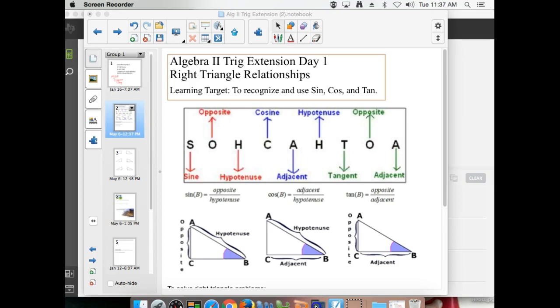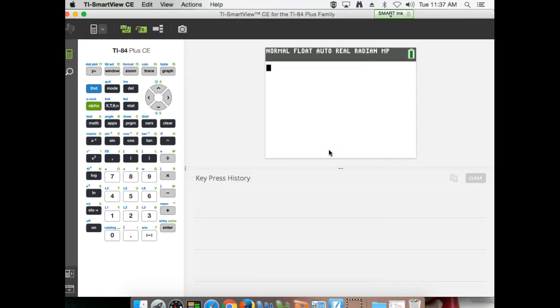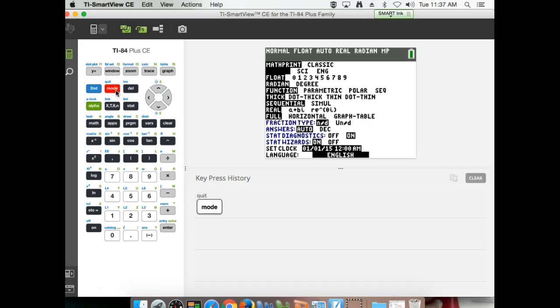I need you to go to your calculator and, oh, sorry, that's there from before. I need you to go to mode, and you need to be in degrees. If everyone looks at your calculator, you're going to have the radian highlighted. We need the degree to be highlighted. Okay, so hit enter. You will know right away if your calculator is not in degree, because you're not going to have the same answers as me the entire time. So make sure you are in degree.